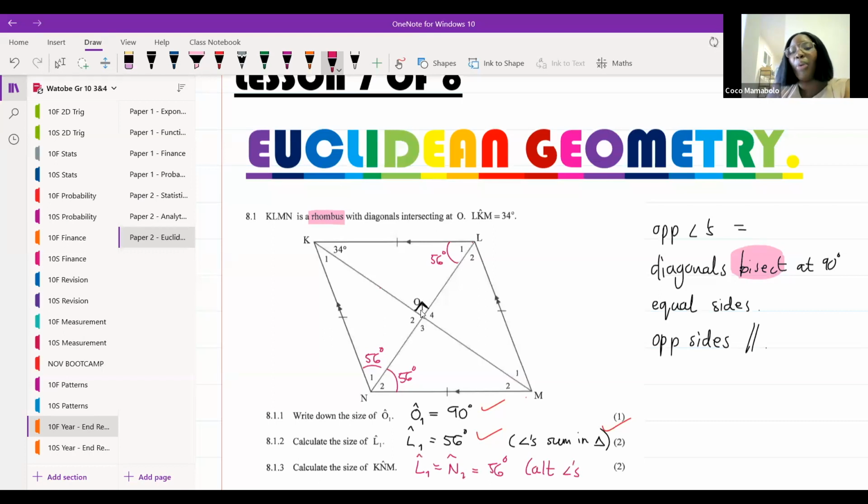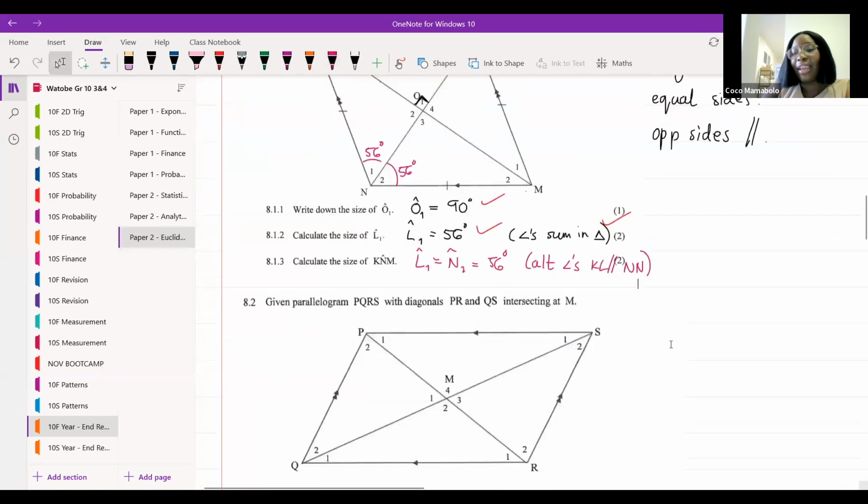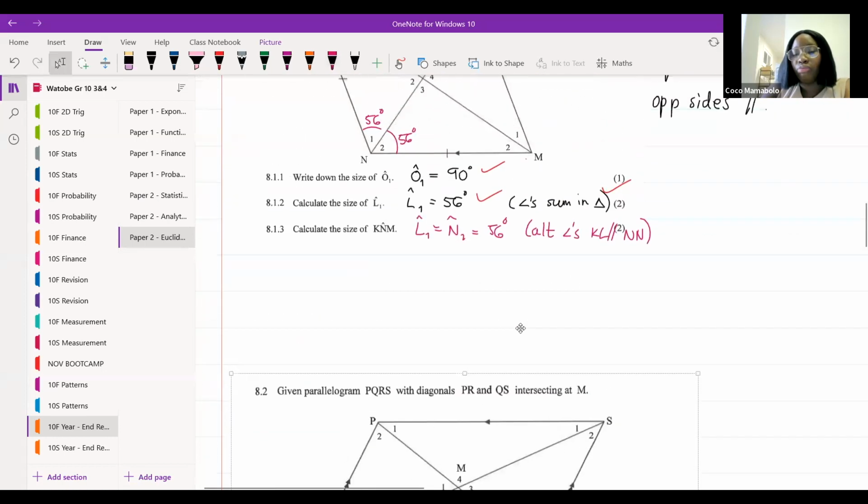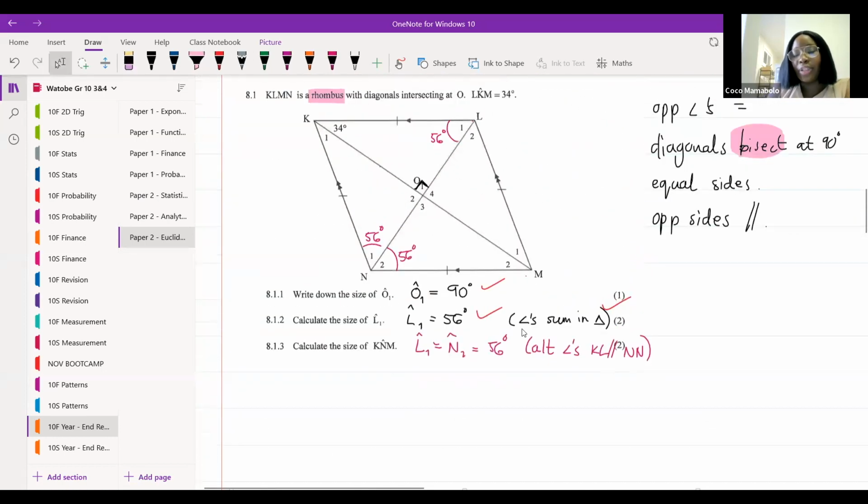Remember, when we use alternate angles, we must also name our parallel lines. So I'm going to go KL is parallel to NM. Now, why can I then come to the conclusion? I can then just say, therefore, N1 is equal to 56 degrees as well. Why am I allowed to make that statement?